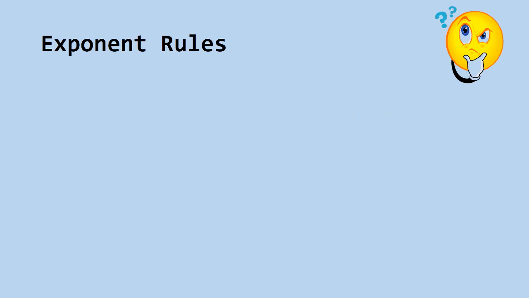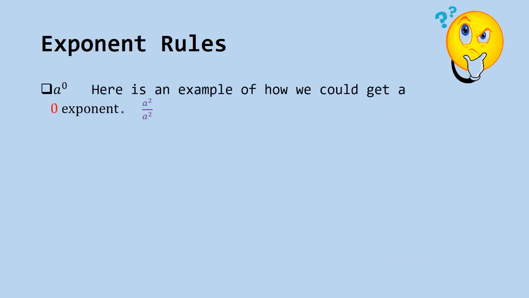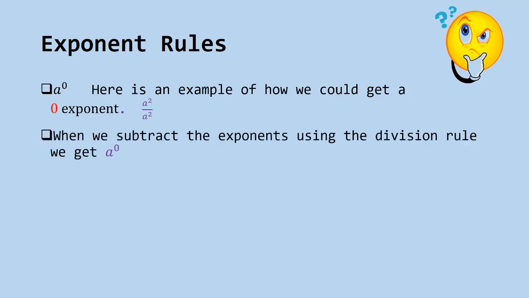Let's continue with the exponent rules. Now we're going to get to one that's a little bit more complicated for some students to comprehend, and that is a to the 0, so anything to the 0 power. So first, let's see how you could get a 0 exponent. So I took a squared divided by a squared, and if I use the subtraction rule, 2 minus 2 gives me 0, so I end up with a to the 0.